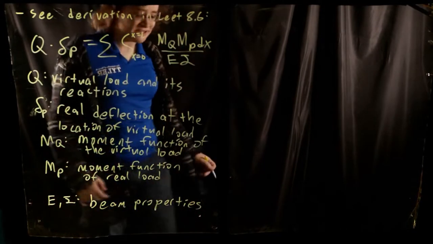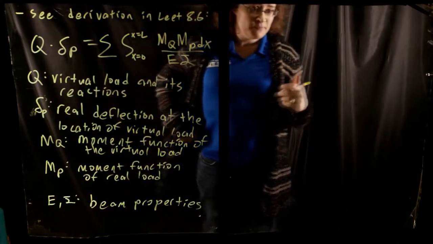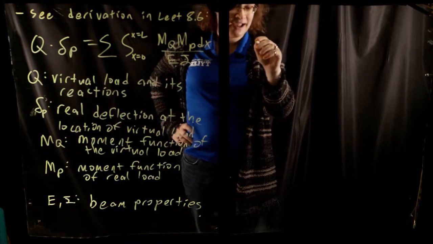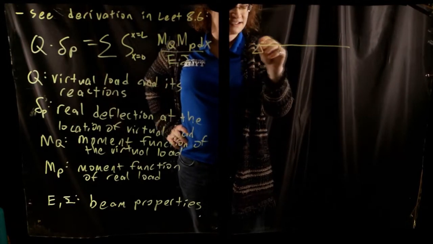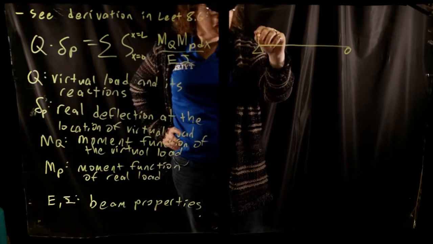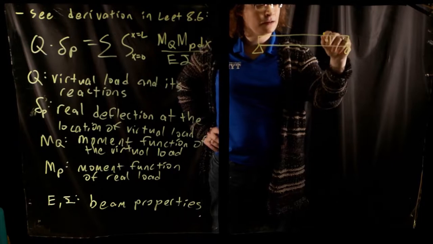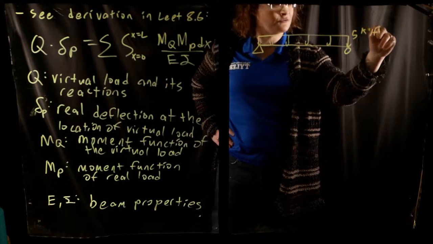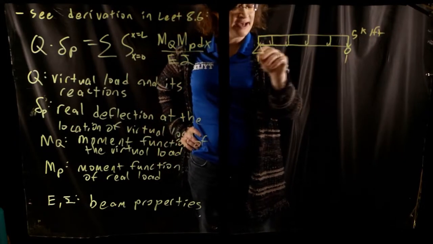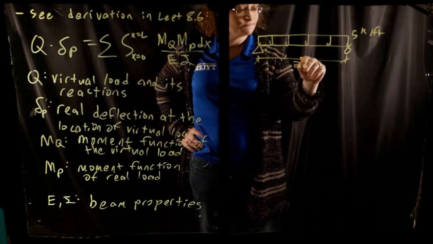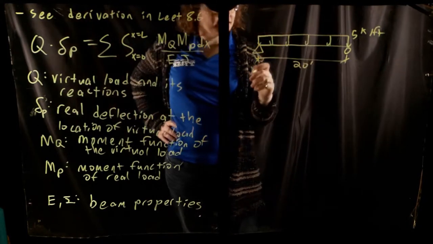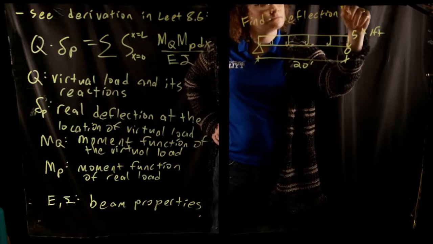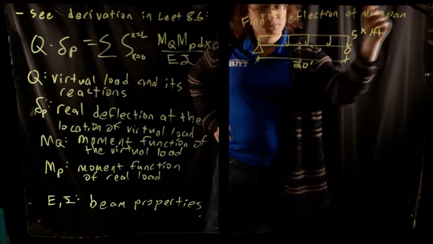So, what does all this nonsense mean? Well, it's actually not too bad. Basically, we are going to have a real system and a virtual system. So, let's say we have a beam. I'm not going to work all the way through this example, just a simple one. Let's say we had a beam that had, I don't know, a 5 kips per foot real load on it, and it was 20 feet long. And let's say I wanted to find the deflection at mid-span. How would I do that?